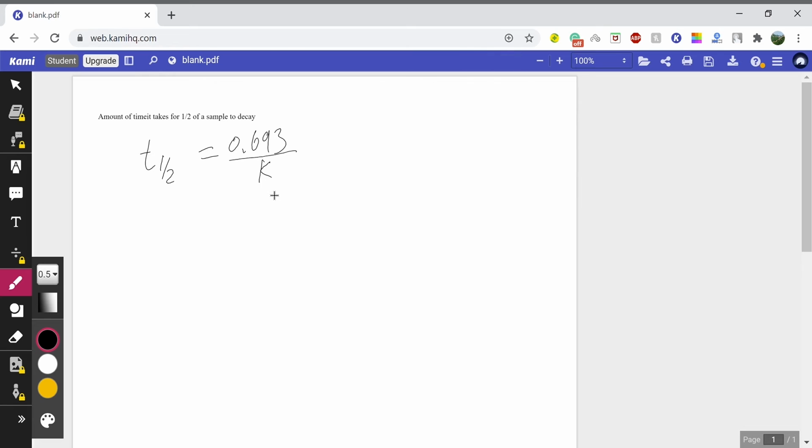So let's say the rate constant is 3.4 times 10 to the negative 2. So you'll do 0.693 divided by 3.4 e to the negative second, and then you'll get 20. So half-life for this substance is 20 with a unit of time, either minutes, seconds, or hours, but you know it's 20. Then let's say you're given the half-life.